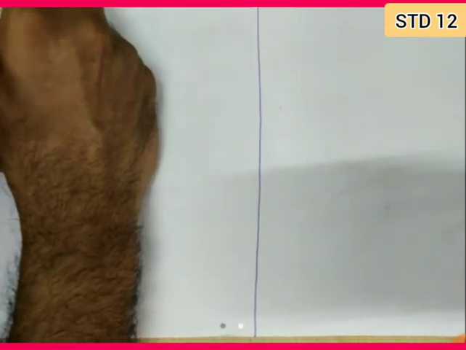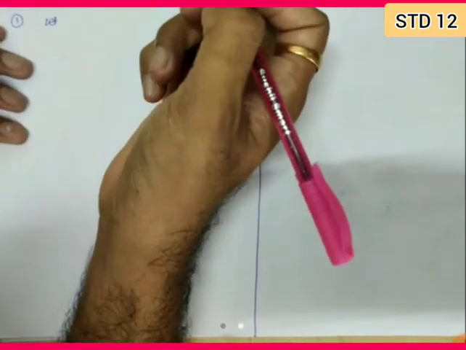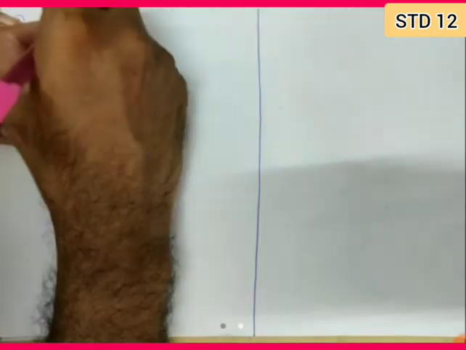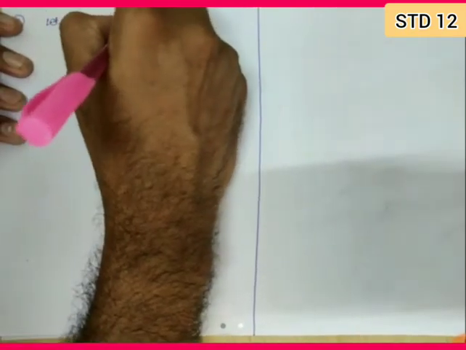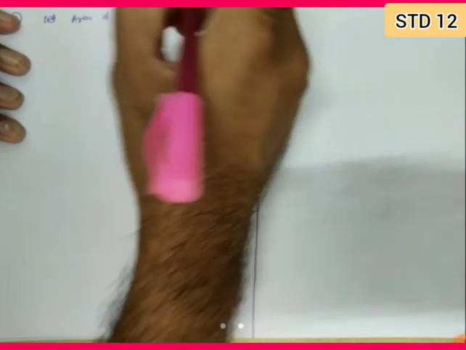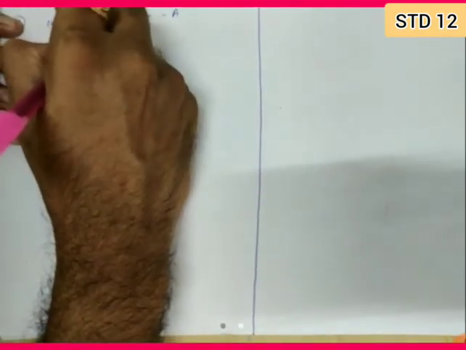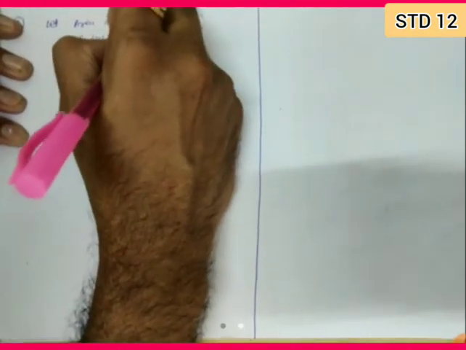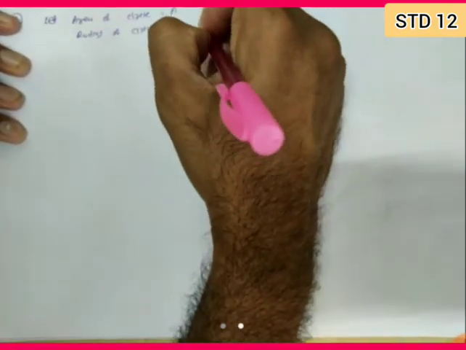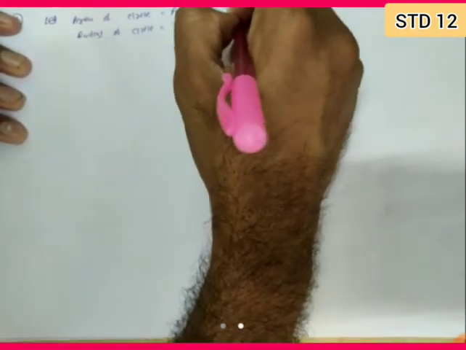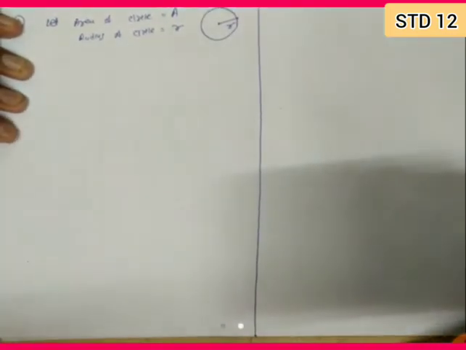So first we'll define our quantity as well as our parameter. Let the area of circle be A and the radius of circle be r. So we'll get one circle with radius r, and the area of circle is A. Then this is our quantity as well as our parameter.